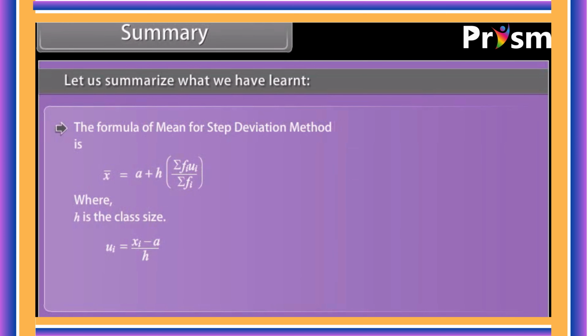The formula of mean for the step deviation method is assumed mean plus h multiplied by summation of the product of fi and ui divided by summation of fi, where h is the class size, and ui equals xi minus a divided by h.